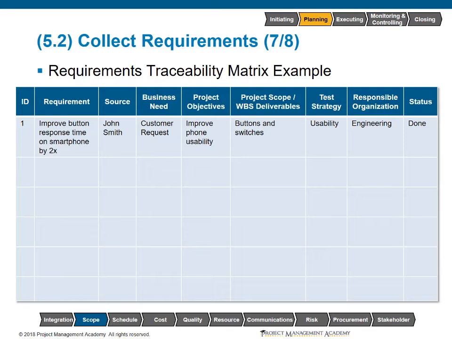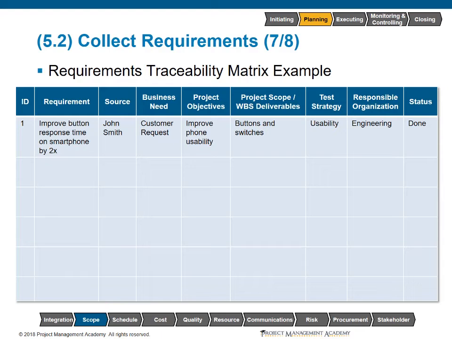Going from left to right, we see a unique identifier. In this case, it went strictly numeric. We can go ahead and assume it would be sequential. Then we have the brief narrative description. What is the requirement here? So in this case, we're trying to improve the button response time on a smartphone to make it go twice as fast. Then we have a source.